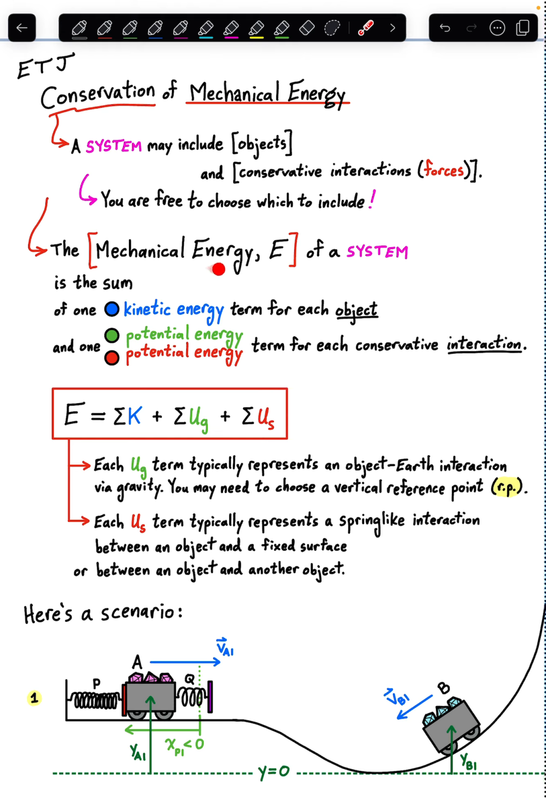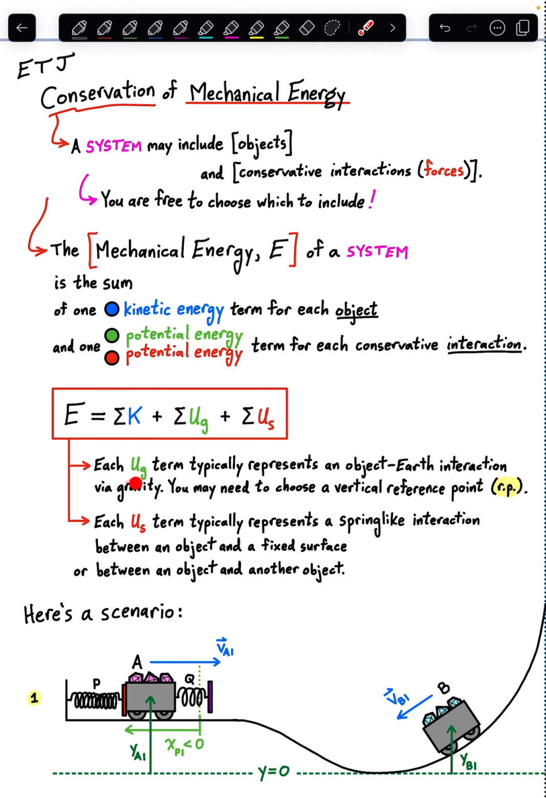So the mechanical energy, represented by capital E of a system, is the sum of one kinetic energy term for each object included in the system, and one potential energy term for each conservative interaction included in the system. So in equation form, we say E equals the sum of all the kinetic energies plus the sum of all the gravitational potential energies in green, plus the sum of the spring or elastic potential energies here in red.